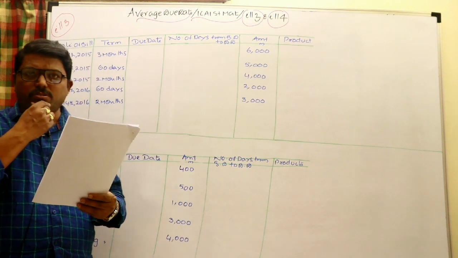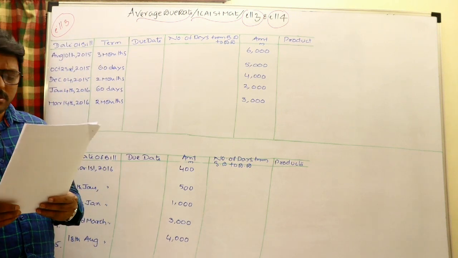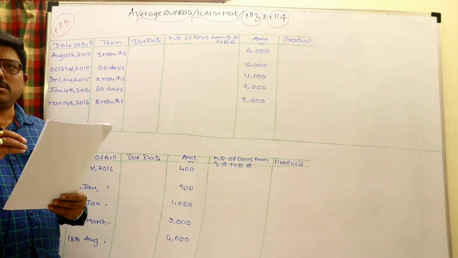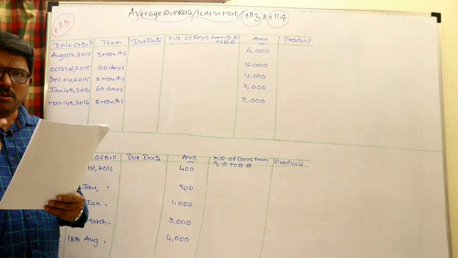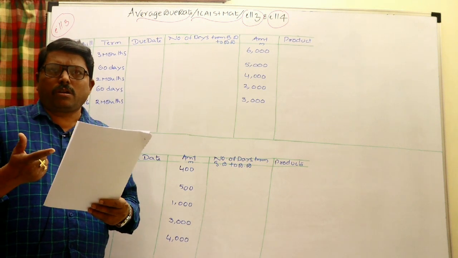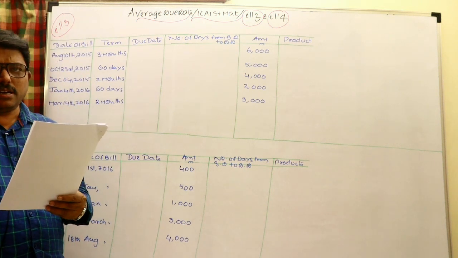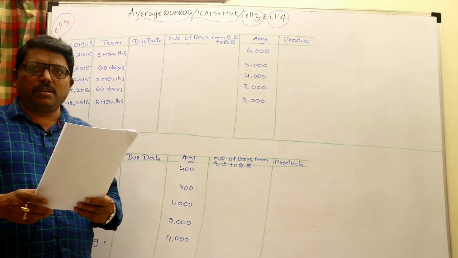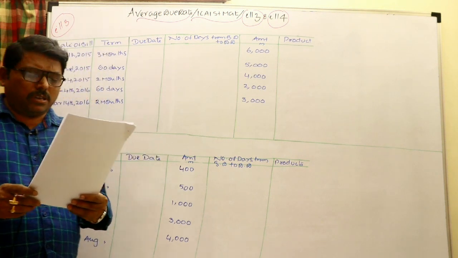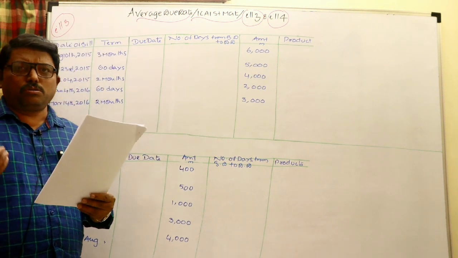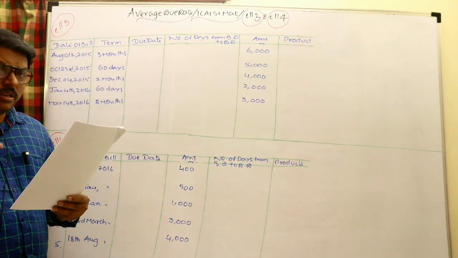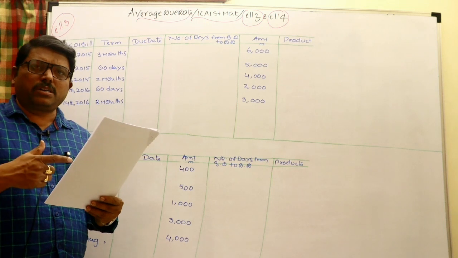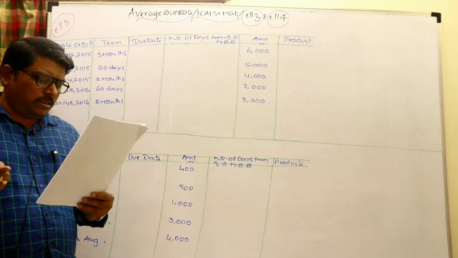The difference between illustrations 1, 2 and 3, 4: in 1 and 2, the due dates and amounts are provided directly, but here the due dates are not given. We need to find the due date. The date the bill was drawn, the amount, and the term of the bill are given. In case of bills of exchange, as we discussed already, you have to add the respective term plus 3 grace days to find the due date.